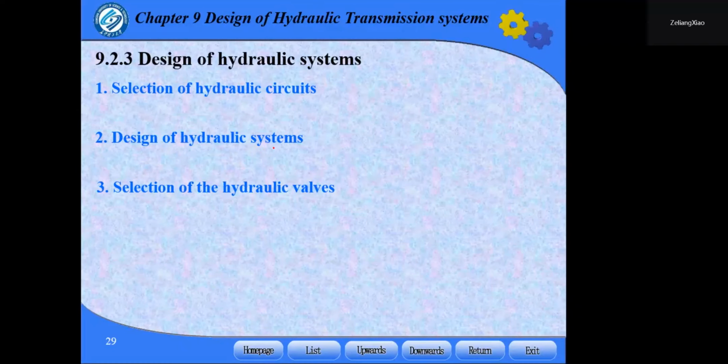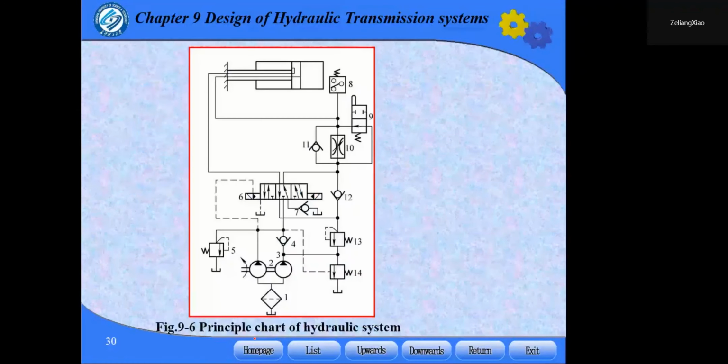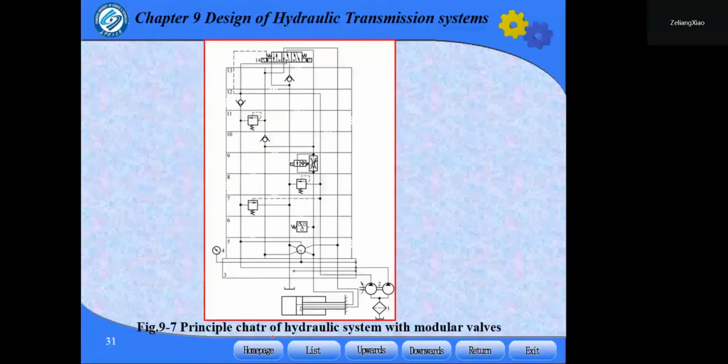Design of hydraulic system. From the above analysis and design scheme, the principal chart for the hydraulic system can be determined by reasonably combining each chosen circuit. Selection of hydraulic valve. This is the principal chart of the hydraulic system with major valves.